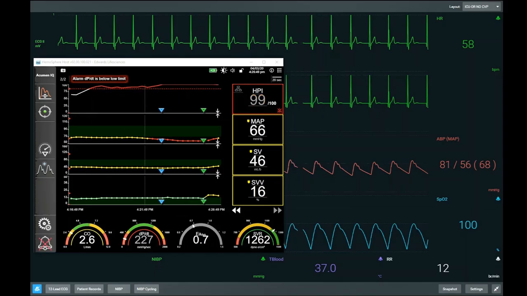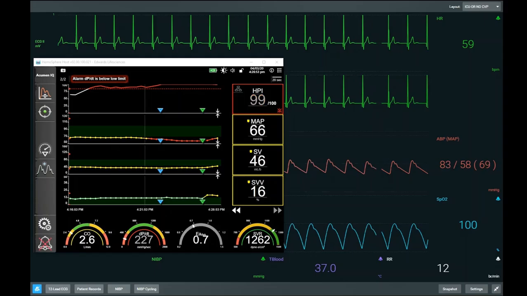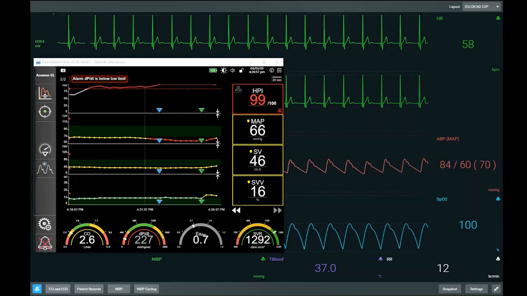As it has further effects, our mean arterial pressure starts to increase now. It's now at 66. Our stroke volume continues to increase, and eventually we'll start to see our HPI start to come down.